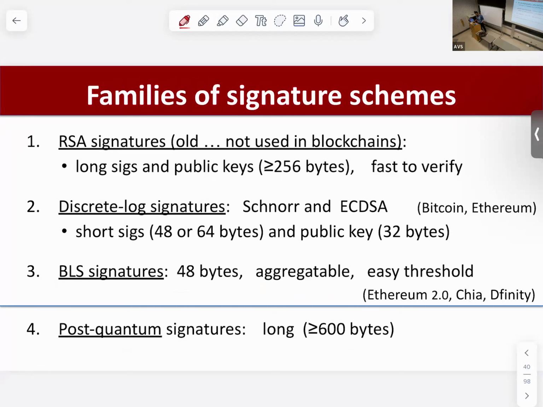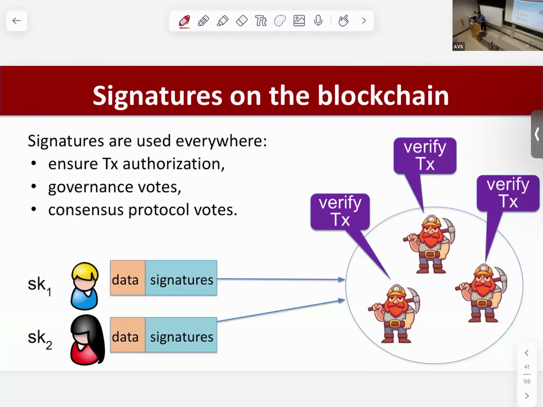There are a whole bunch of different signatures. There are RSA signatures, which are not used in blockchains. Blockchains actually use what we call the elliptic curve digital signature algorithm, ECDSA, which uses smaller signatures of about 48 to 64 bytes. There are a whole bunch of others. There are also post-quantum signatures that are being used these days. ECDSA is vulnerable to post-quantum attacks, so we have to be careful about that. And there are also other signatures if you're interested.